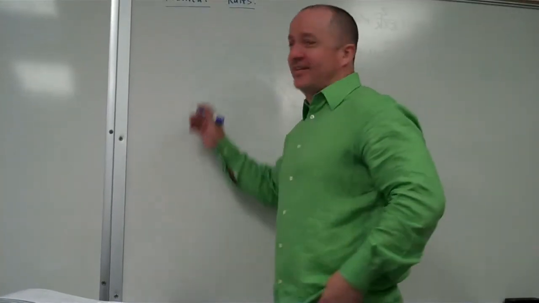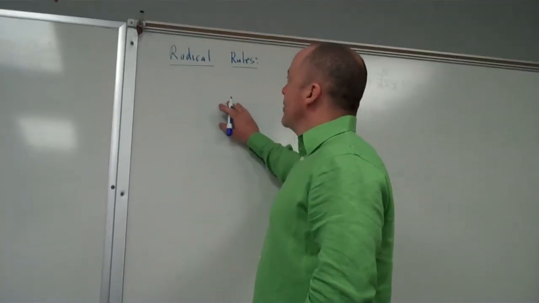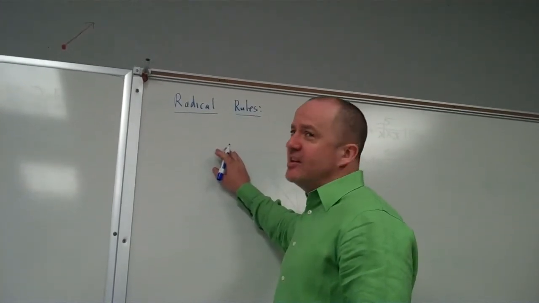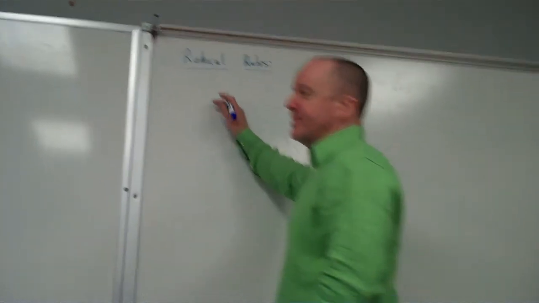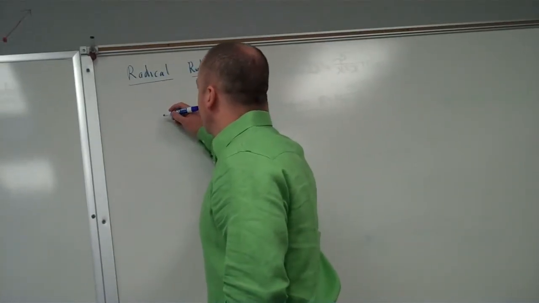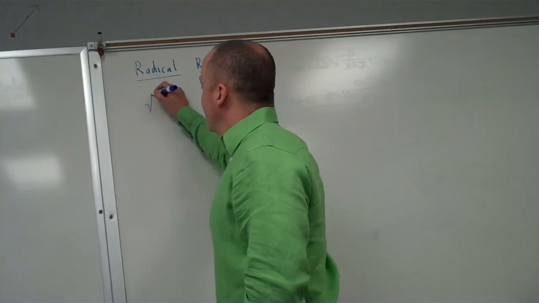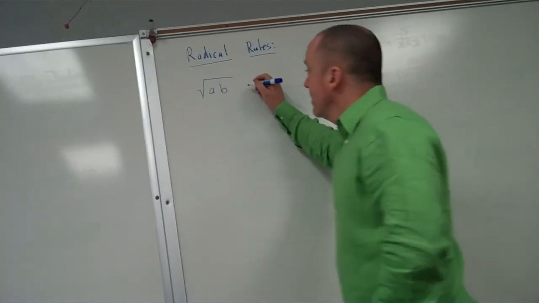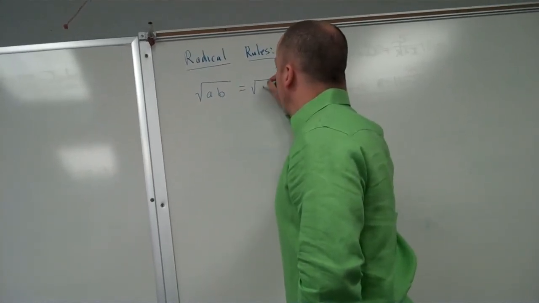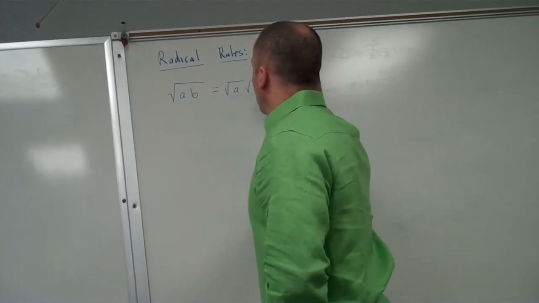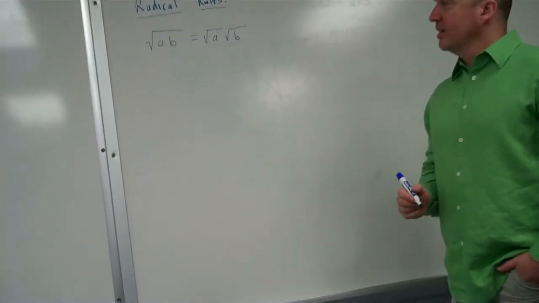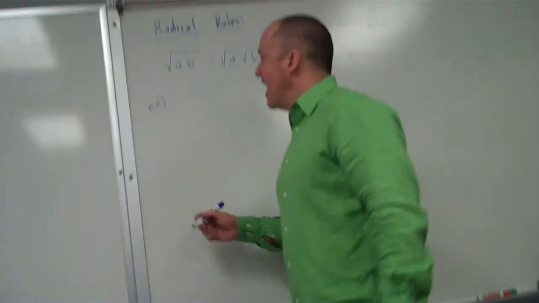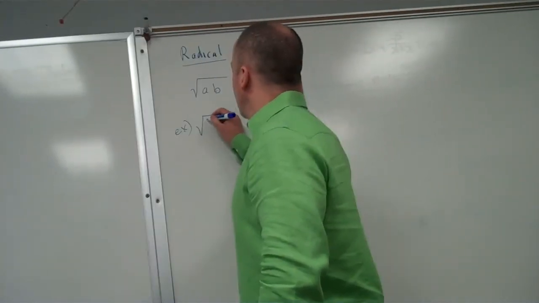Radical rules, okay? Here's what we're going to learn. You can split up multiplication and division with radicals. Can't do it with addition or subtraction, but multiplication or division. So for example, if I have the square root of 2 numbers being multiplied together, that's the same thing as the square root of one of the numbers times the square root of the other number. Example. Here's my example. I have the square root of 72.